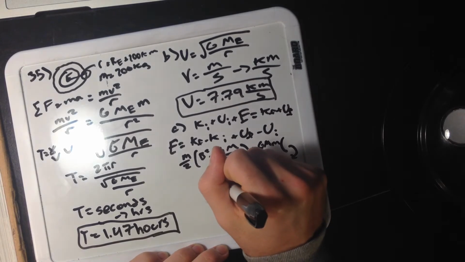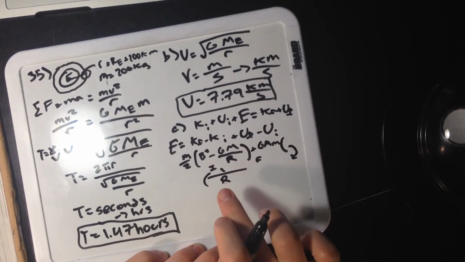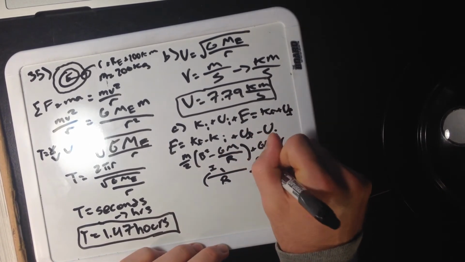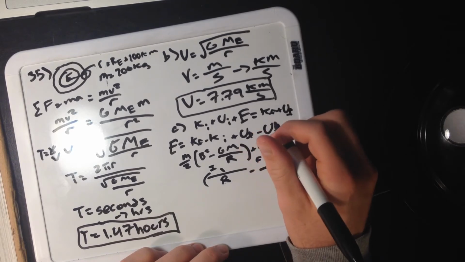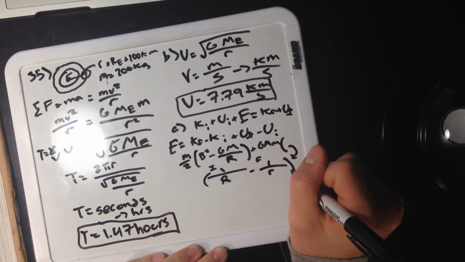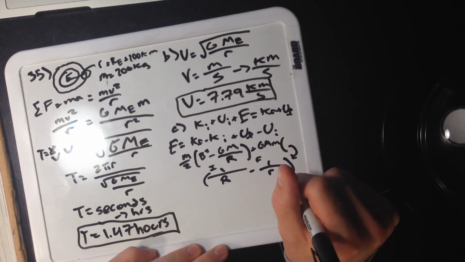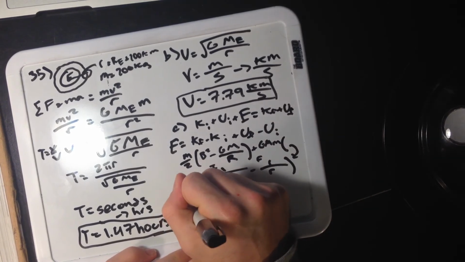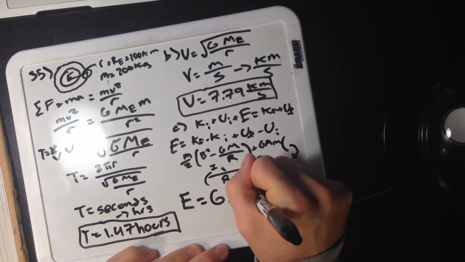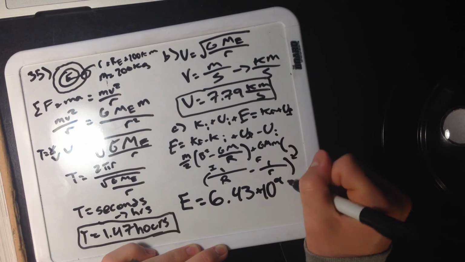But 1 over our initial, which is big R, because you're firing it from the surface of the Earth. And yes, that is big R. Minus 1 over r final, which is little r. And after plugging that in a calculator, you're going to get E equals 6.43 times 10 to the 9th joules.